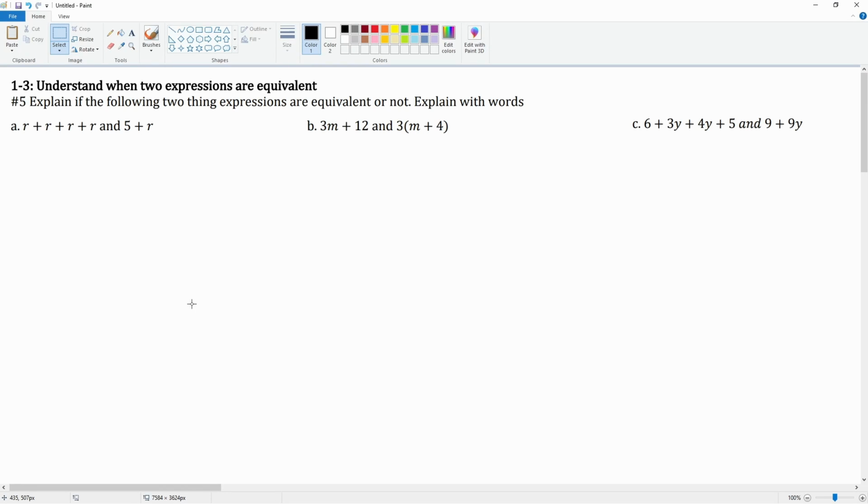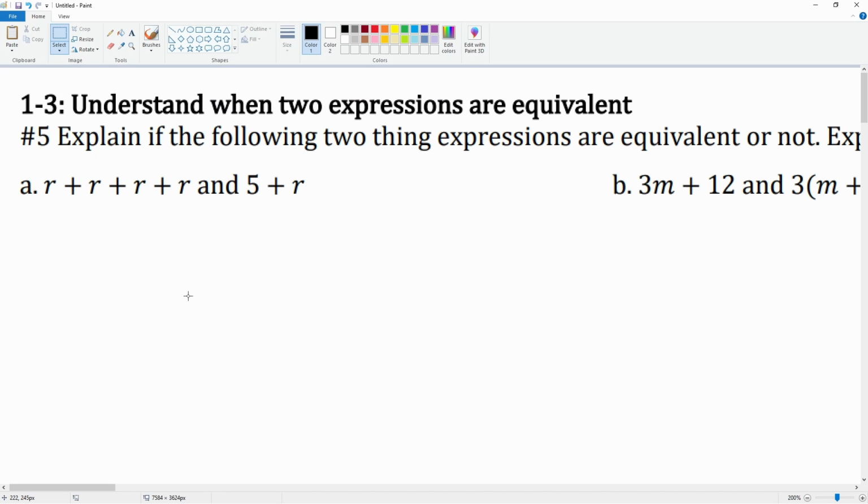1-3, understand when two expressions are equivalent. Number 5, explain if the two expressions are equivalent or not. Please explain with words. Let's look at A. Understand what the word equivalent means. Equivalent is another word for the same.